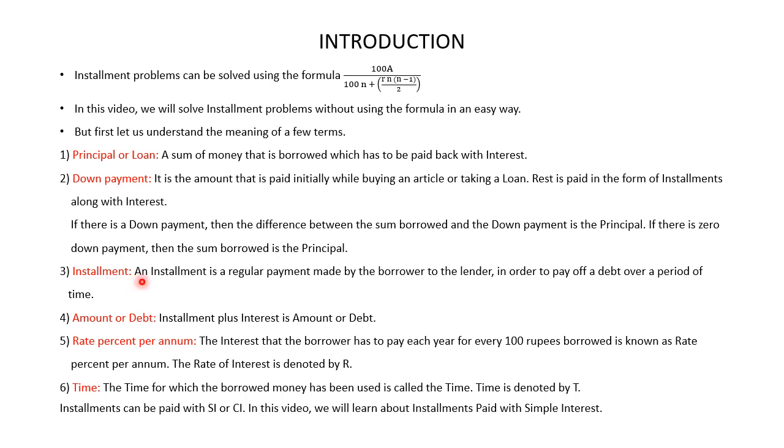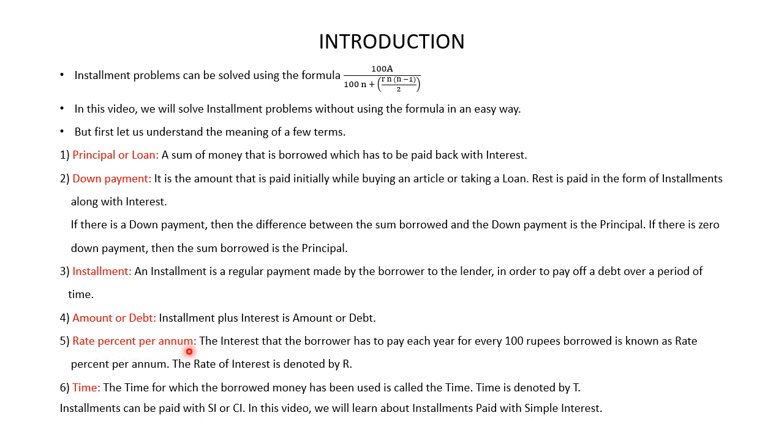Installment. An installment is a regular payment made by the borrower to the lender in order to pay off a debt over a period of time. So a borrower borrows some money from the lender, and to pay off that money, the borrower makes regular payment over a period of time. This regular payment is known as the installment. Amount or debt. Installment plus interest is amount or debt.